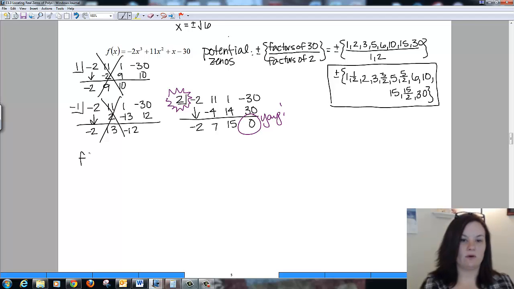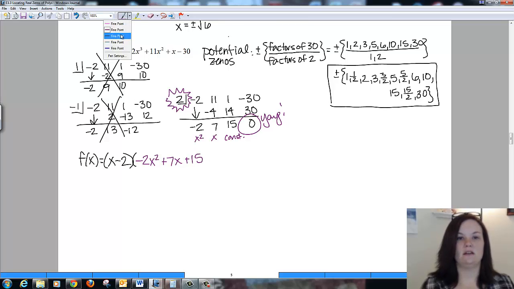So I'm going to go ahead and write this out. My f of x function is equal to, since 2 is a 0, x minus 2 is a factor, times my remaining factor down here, which remember 15 is now my constant term, 7 is my x term, and -2 is my x squared term. So I get -2x squared plus 7x plus 15. All I have to do is find the remaining factors of that purple piece.